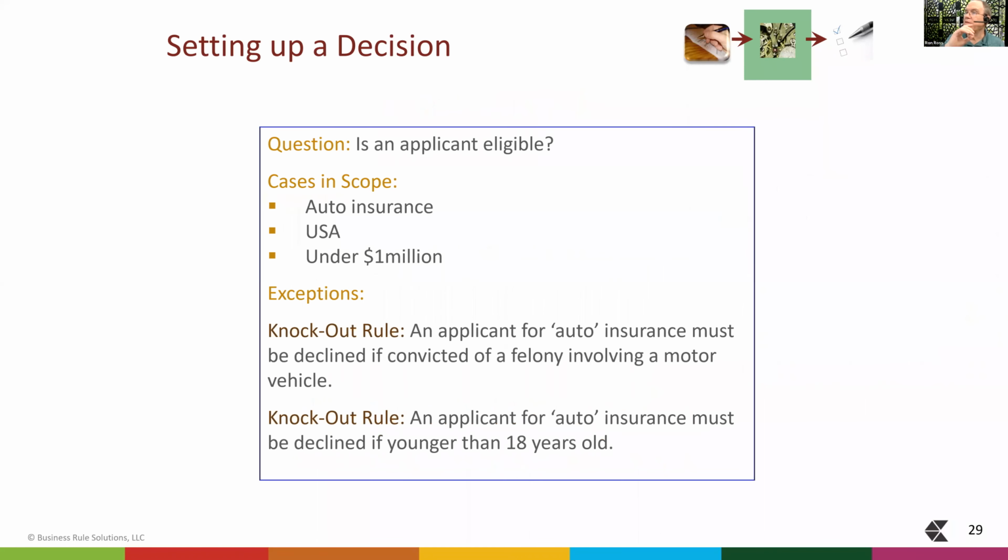Okay, well, I probably beat that into the ground, but just to summarize, we're very explicit about the criteria that are applicable in setting up a decision, meaning what's the question that it answers, what's the applicable scope, and what are the exceptions, meaning what are the knockout rules that can be applied, so that you don't even need to look at the normal decision logic.